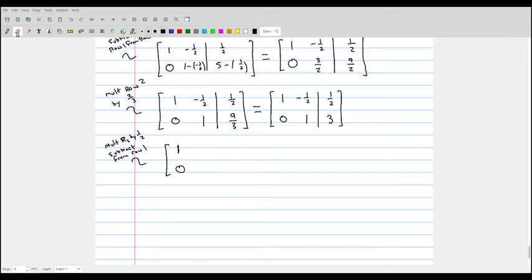Oh, and I don't want to subtract it either. I was moving a little bit too fast there. I apologize for that. When I multiply it by 1/2 and add it to row 1, I multiply 0 times 1/2 and add it to 1, I get 1 plus 0, which is just 1. Multiply 1 by 1/2 and add it to negative 1/2, I get 0.